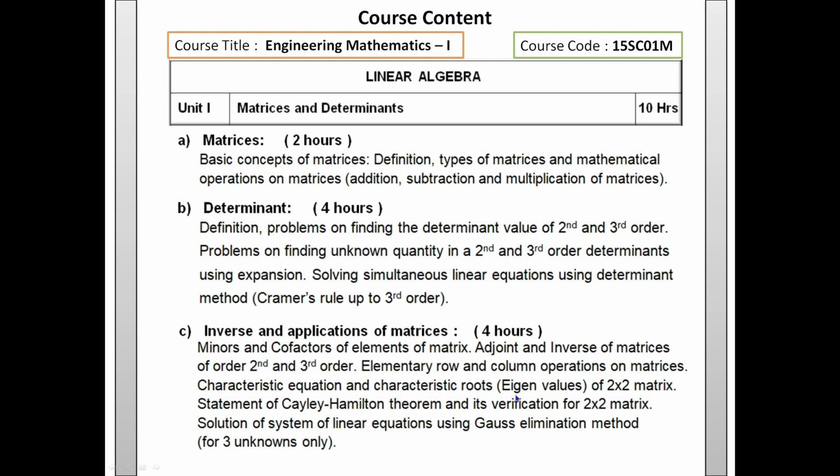Next, we have characteristic equation and characteristic roots. They are also called eigenvalues of second order matrix. Then we have statement of Cayley-Hamilton theorem and its verification for 2 cross 2 matrix. Next, solution of system of linear equations using Gauss elimination method of 3 unknowns only. So this is the detailed course content of first chapter. This first chapter contains 31 marks in the annual question paper.